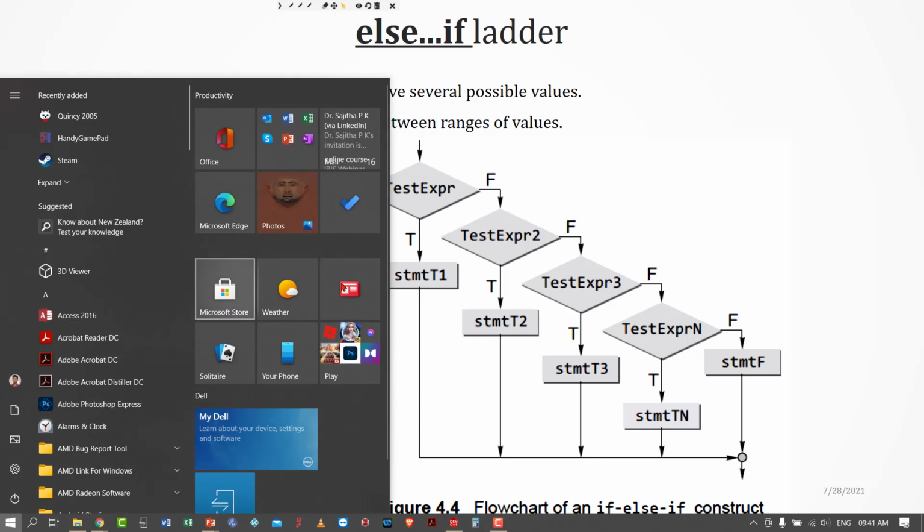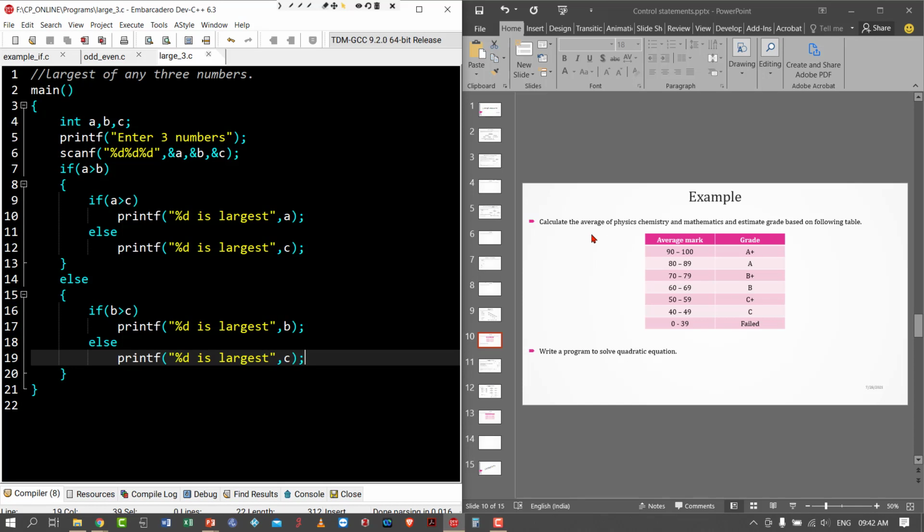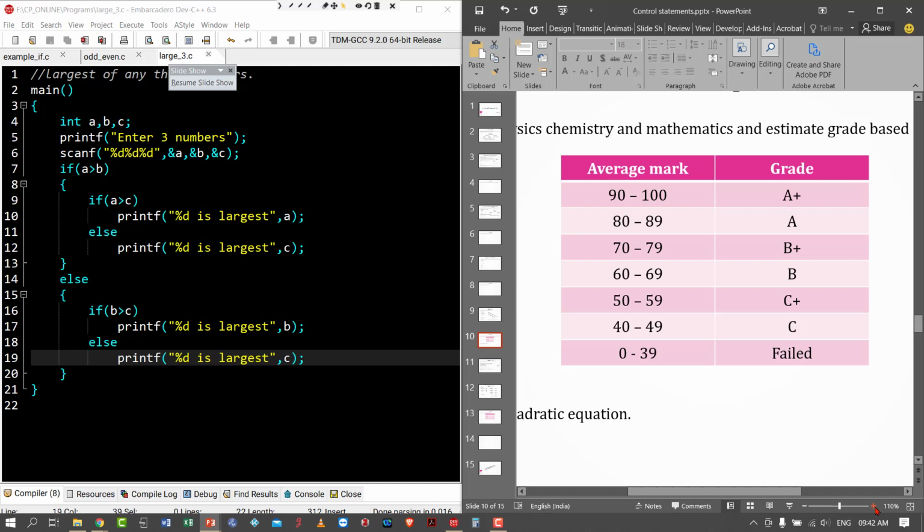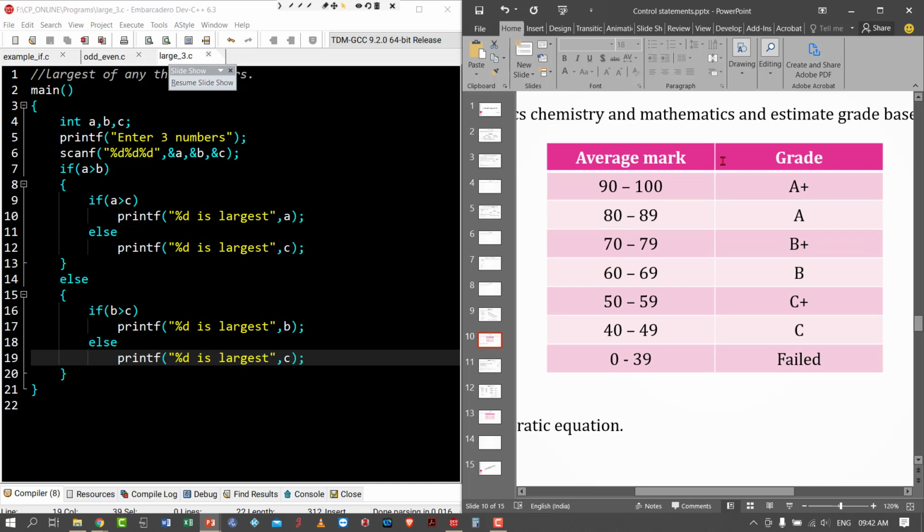I will move to the example program. So what I have written here is: calculate the average of physics, chemistry and maths and estimate grade based on the following table. So this is the table. You have to read marks of physics, chemistry and maths, and you have to find the average. Based on the average, I am calculating the grade.